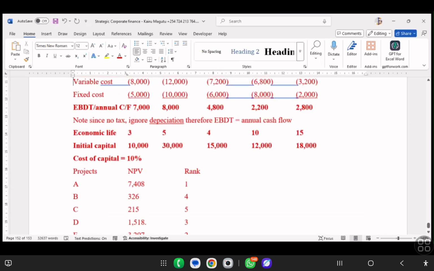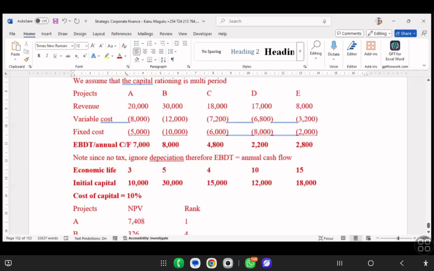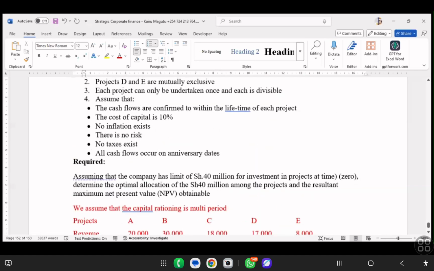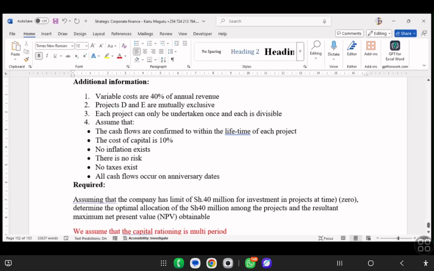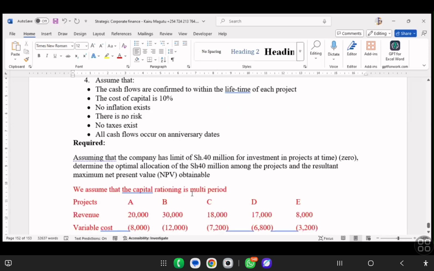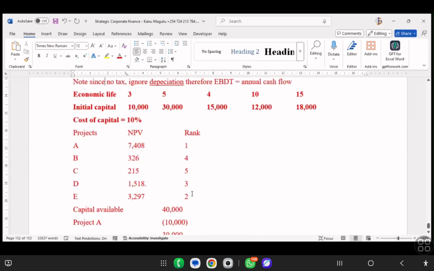Then we go to project number 2. Remember in the question there is this statement. Look at additional note number B, 2. Project B and D and E are mutually exclusive. When projects are mutually exclusive, they cannot be undertaken together. You undertake one, you leave the other one. Now, D and E, which one comes first? Let's first check which is project number 2. Number 2 is project E.